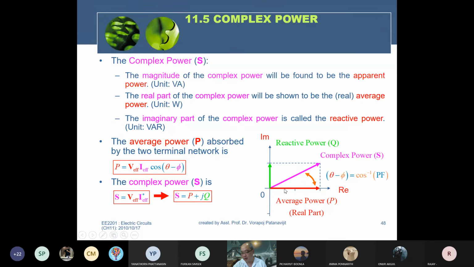In the slide, I try to use colors to represent them. The pink one represents the complex power, which is comprised of the real and imaginary parts. The red one is the average power, and the green one is the imaginary power, or reactive power.